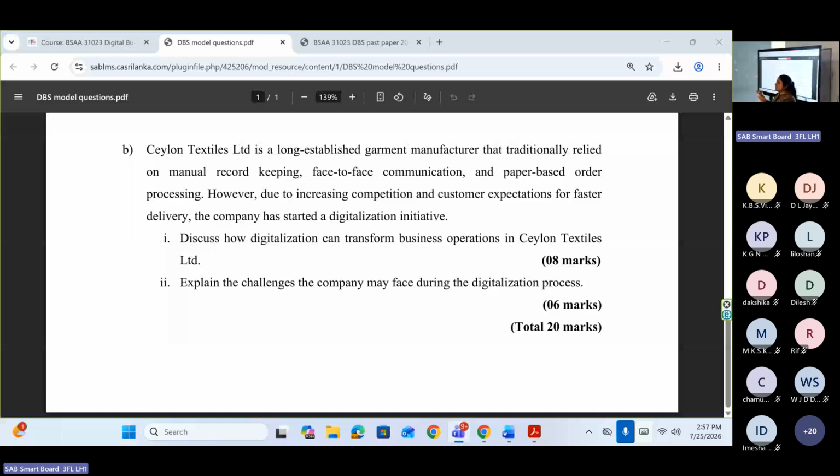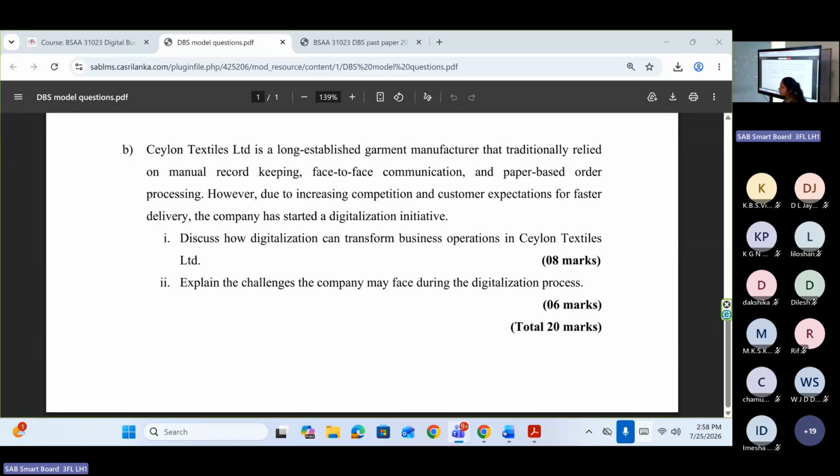In the case of record keeping, an ERP system creates a centralized database and saves the records, and all the department managers can access the data at any time. For the second point, face-to-face communication is not required with such a system, because it provides information for all managers 24/7, with all the updated information in one place. Therefore face-to-face communication is not that needed, and communication can also be done through the system. Order processing can also be automated. And the final part: explain the challenges the company faces during the digitalization process.